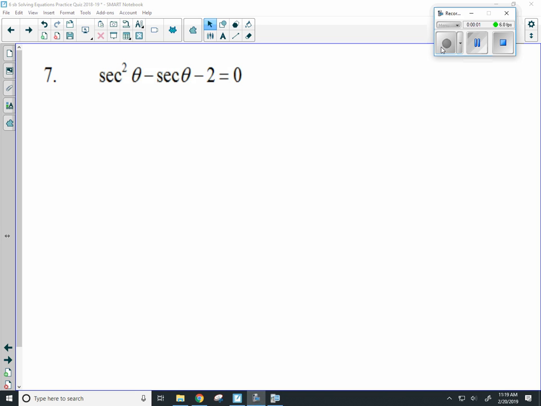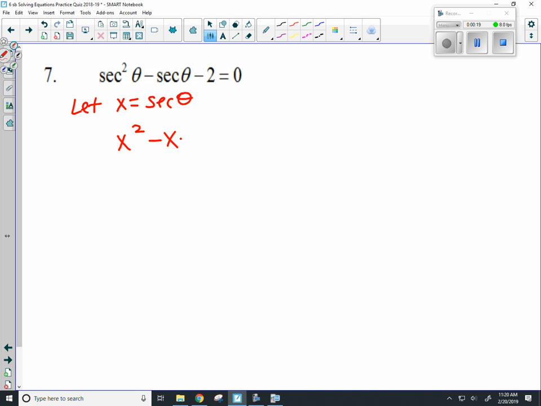Right, for number 7, we're going to have to factor this. Everything's already in terms of secant, so no need to replace anything. If you do want to, however, you could replace secant itself with x, so x squared minus x minus 2. So if you prefer to factor it if it looks like that, go for it.